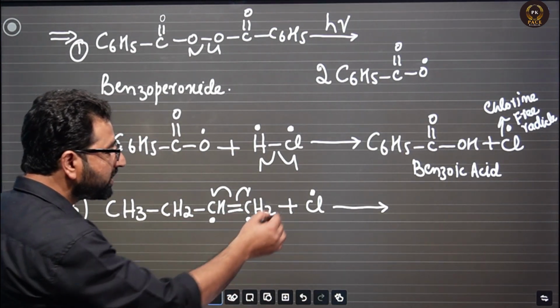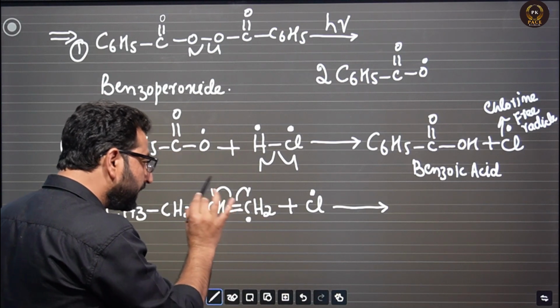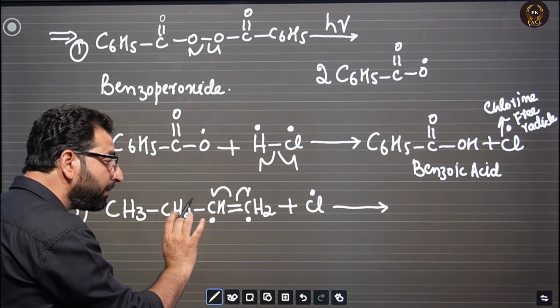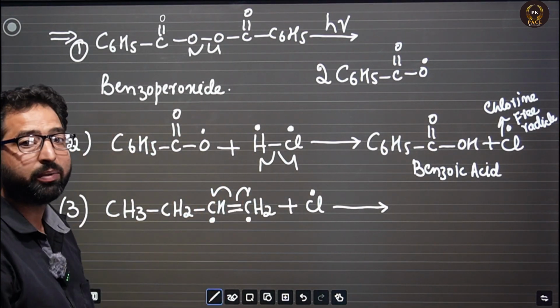Now if Cl will attack here on the first carbon, the secondary radical will get generated. If Cl will attack on the second carbon, the primary free radical will be generated.